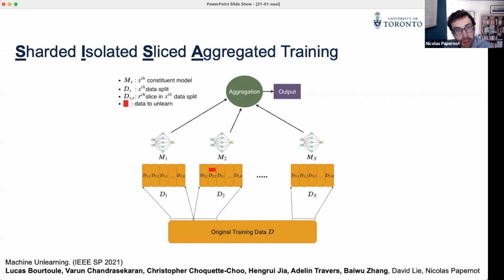The second knob that we introduce is slicing, which changes the order in which you analyze the points during training. So typically in machine learning, for instance in deep learning, you analyze the entire data set in each epoch of the training procedure.